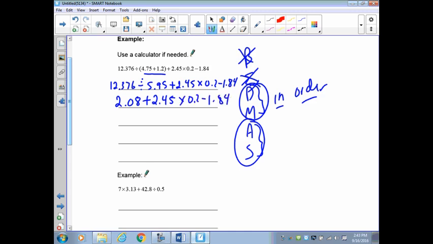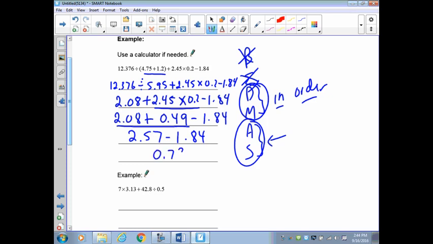I did my dividing, so now I can do the multiplying. So here's my next one. That means I'm going to have 2.08 plus the product of 2.45 times 0.2, which is 0.49, minus 1.84. So now I have adding and subtracting as a choice. We do adding and subtracting in the order they appear. That means that this one comes next. And that gives you 2.08 plus 0.49, that is 2.57 minus 1.84. And then finally, I can do my subtraction, which gives me a final answer of 0.73.